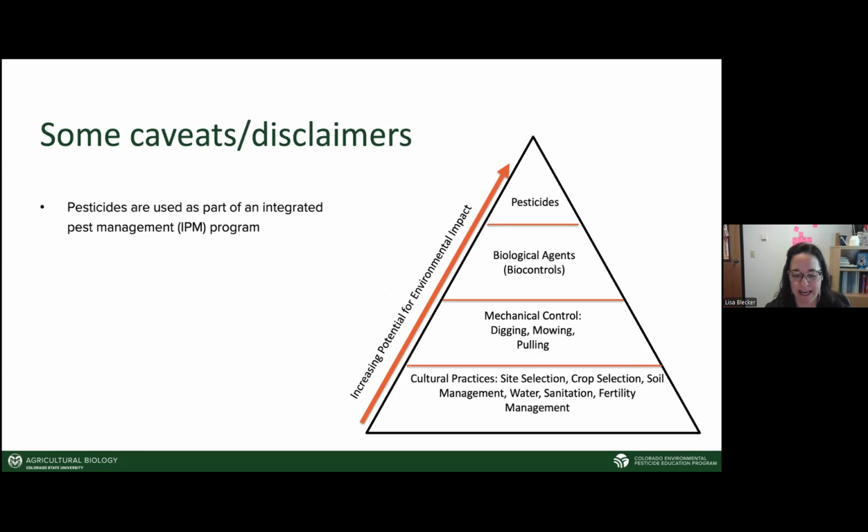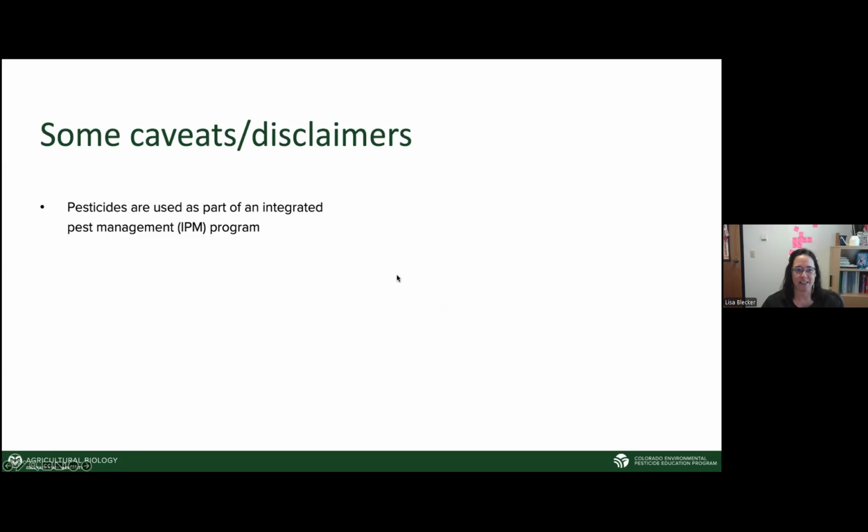So just a quick caveat disclaimer. Pesticides are used as part of an integrated pest management program. My webinar is going to focus specifically on pesticides, but I don't want you to think that I'm just wanting you to skip to pesticides. There's lots of pest management tactics that can be complementary to using pesticides, or even if they're not complementary, there are other pest management techniques. I'm not advocating for pesticides over all of them. I'm just jumping straight to pesticides, assuming that you're using them in an IPM context.